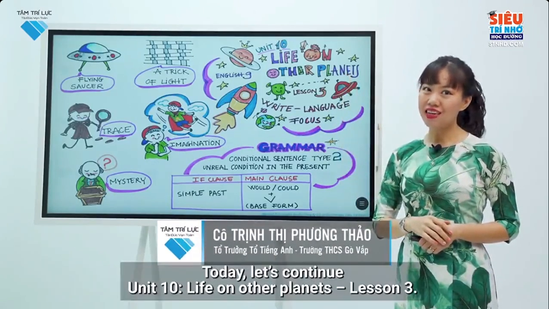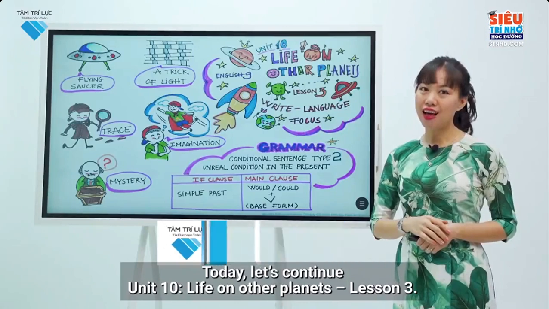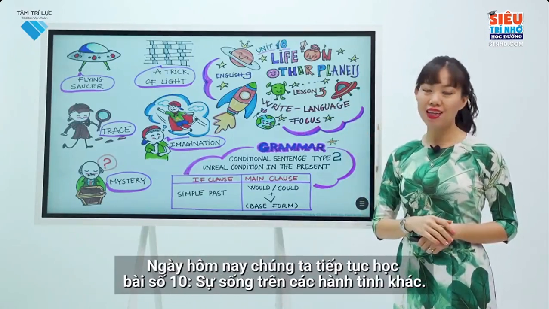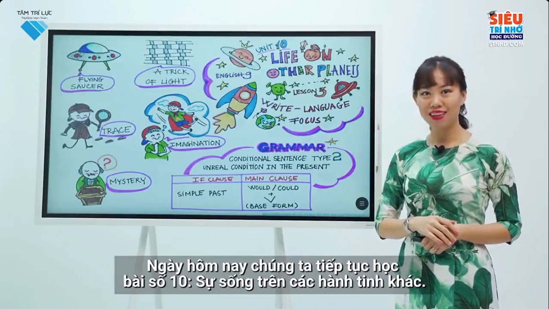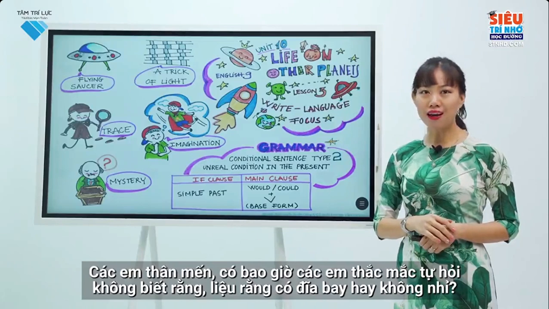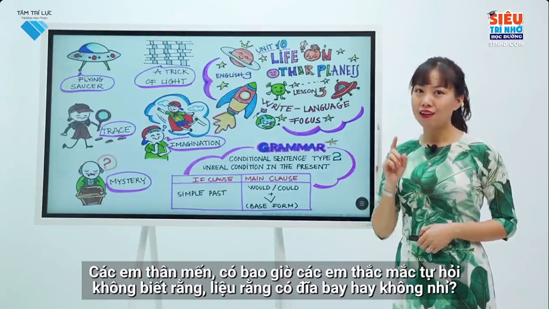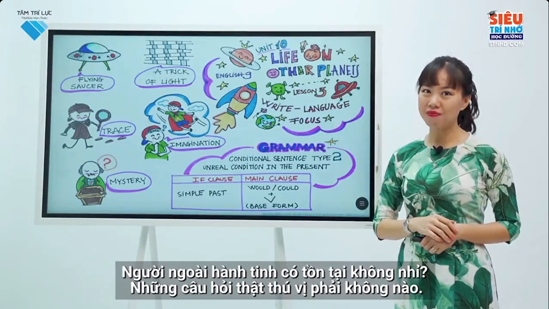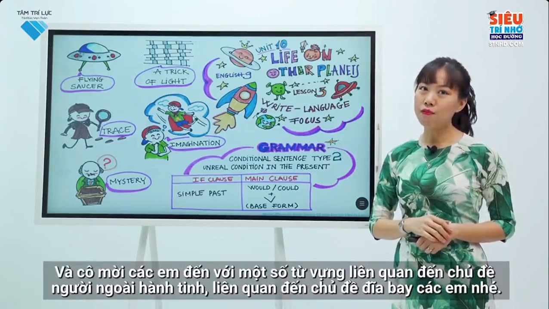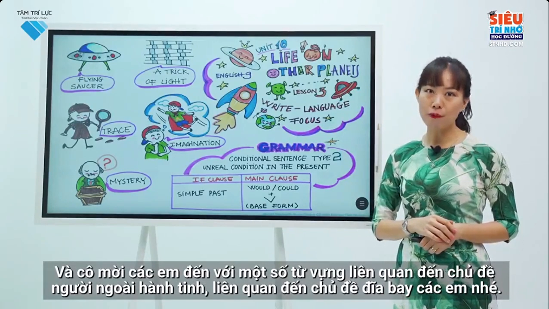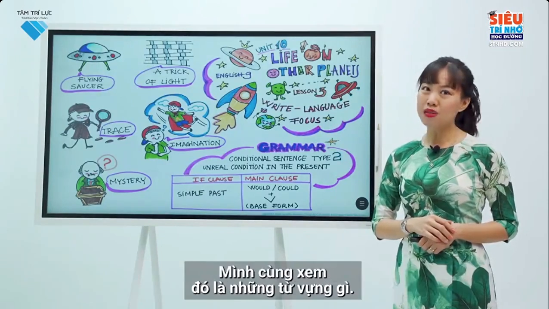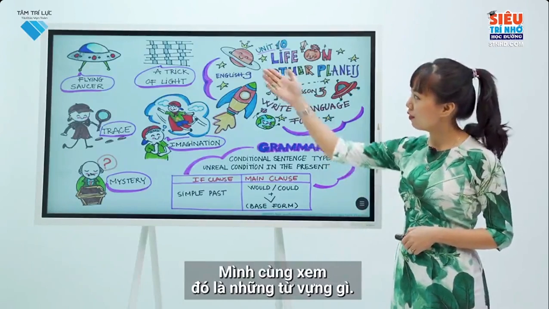Today, let's continue Unit 10, Life on Other Planets, Lesson 3. My dear students, have you ever wondered if there was a flying saucer or not? And do aliens exist? They are interesting questions, aren't they? We will go through some vocabulary related to the topic of aliens and flying saucers. Let's see what those words are.